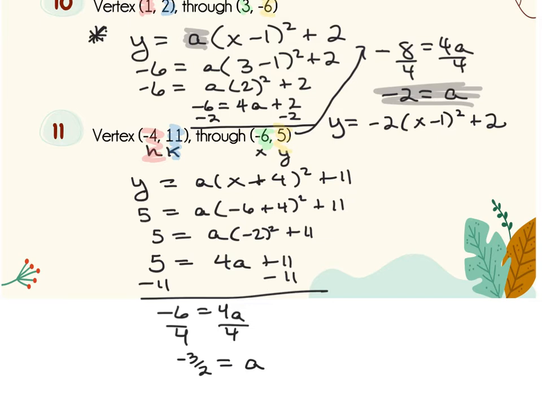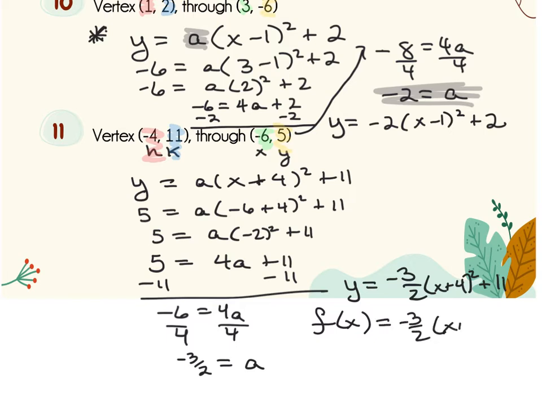So now I'll take that a value and plug it back in. So f of x or y, I believe WebAssign wants y. So you can either write it as y equals negative 3 over 2 times x plus 4 squared plus 11, or you could use the f of x notation.